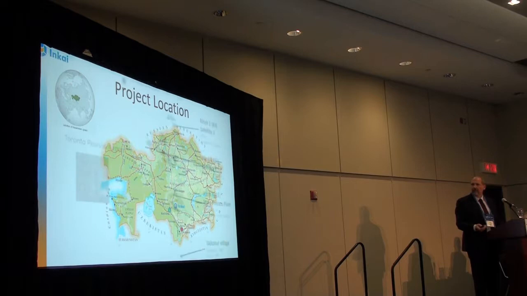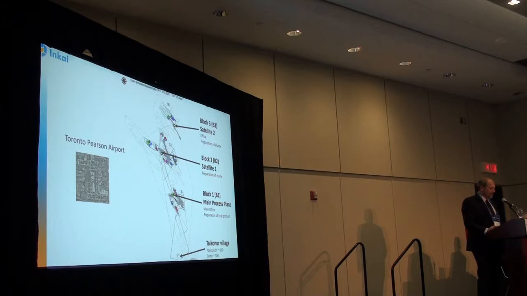The parcel of land set out in the mining allotment for JV Inkai covers 139 kilometers squared. For comparison purposes, I've shown the Toronto Airport on the left. I'm following a lot of the similar standards that a lot of the other presenters use, but basically, this airport covers about 19 square kilometers. It's shown to scale there, just to give you a bit of a sense of how large the site actually is. There are three processing facilities on the site.